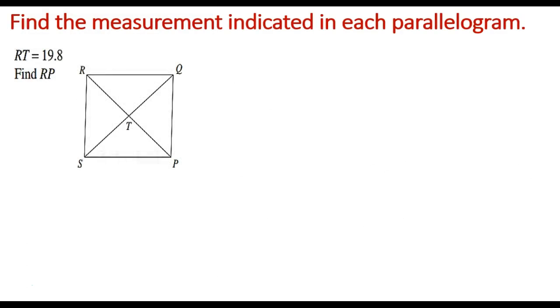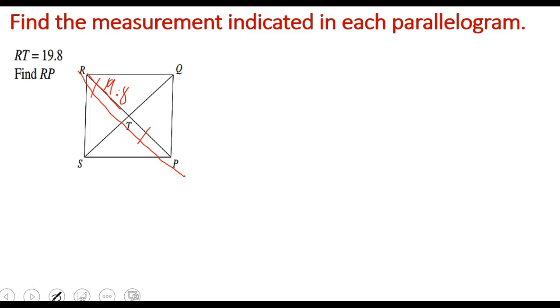So find the measure indicated in each parallelogram. What do we know? We know that RT here is 19.8, so that's half. We are asked to find RP, which is the whole length. What's the relationship? If it's a parallelogram, this side must be equal to this side, because the diagonal is going to bisect that. But we are looking for the whole length here.